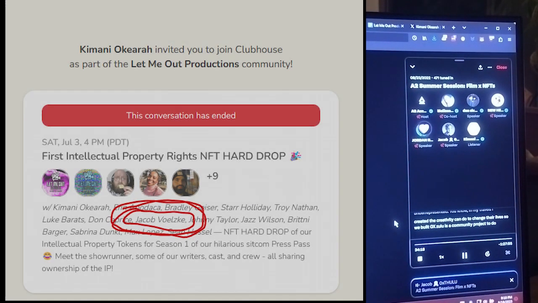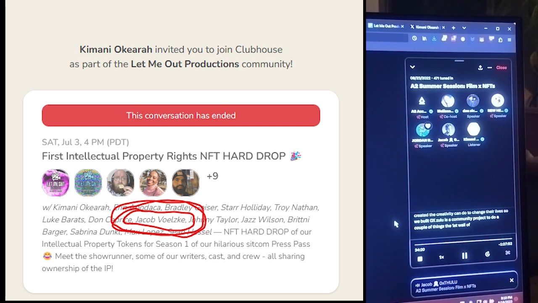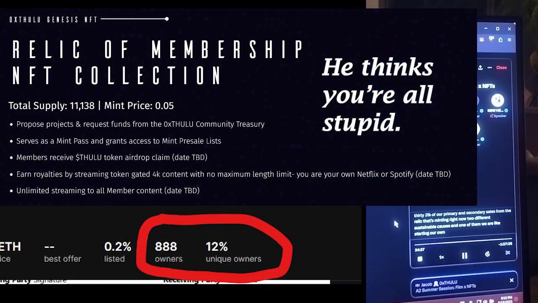ZeroX Thulu is a community project to do a couple of things. The first wall of gatekeeping is finding funds. We are essentially apportioning 33% of our primary and secondary sales from the relic that's minting right now to two different sustainable causes. And one of them, we are starting our own community treasury, which is a nonprofit where our members can request and propose projects to get grant style funding to create.